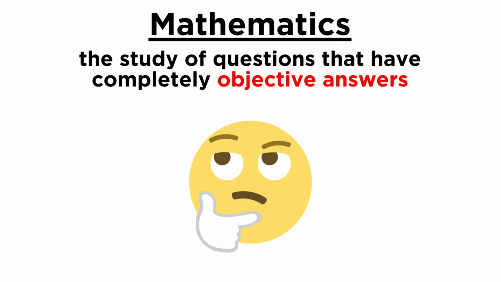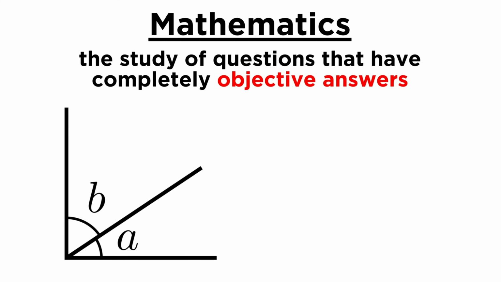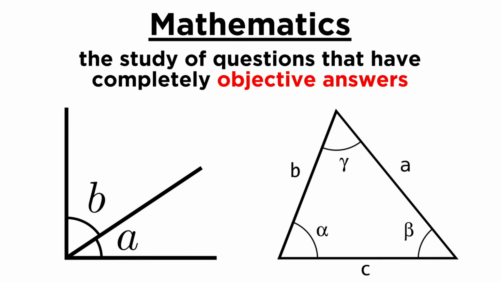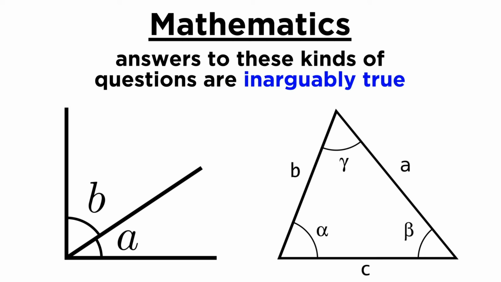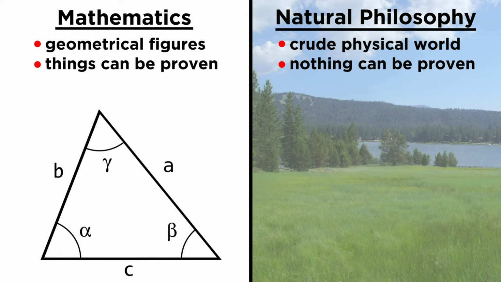In this way, mathematics came to be defined as the field of inquiry in which all questions have completely objective answers. The sum of two angles, the ratio of side lengths on a triangle, these are values that can be firmly arrived at and are completely inarguable, just like the solutions of polynomials that we studied in basic algebra. This kind of certainty was impossible in the crude physical world, the mysterious subject of natural philosophy.